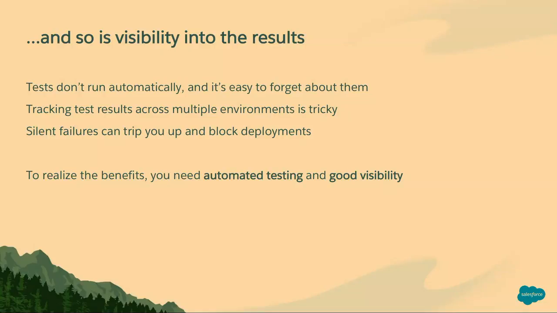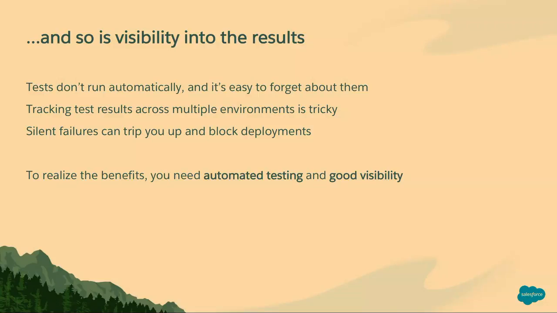Tracking across all your different environments as well can be very difficult. So, maybe you're a very diligent admin or dev and you're making sure your unit tests are always green. But what about your colleagues? What about the staging environment? What about the org you set up for the contractors? Is code coverage dropping a little bit? It'd just be nice to have that visibility across all the environments.